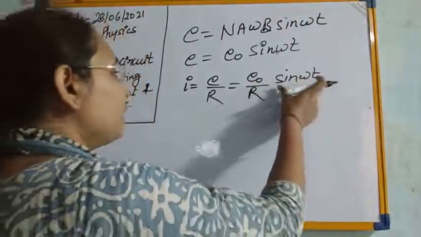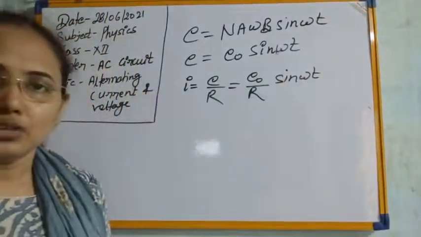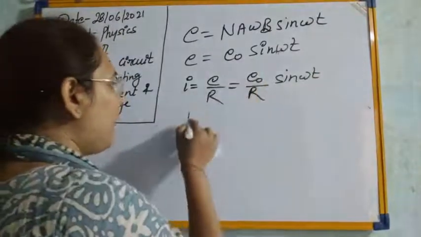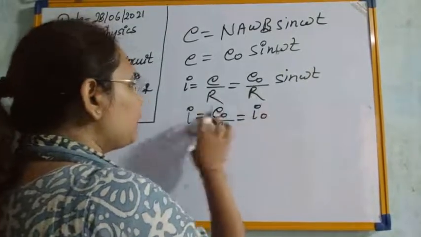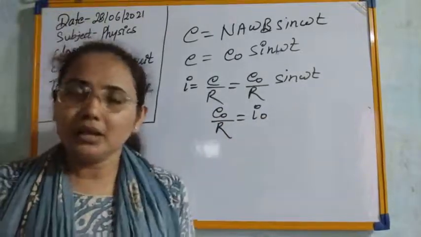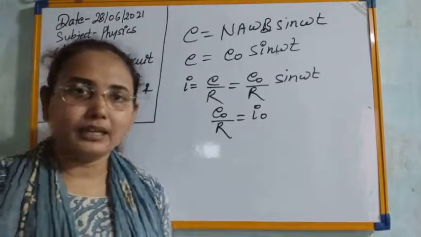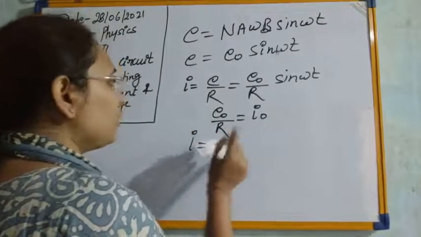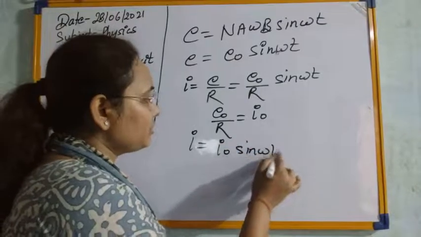And one more thing: if you take the maximum value of sine theta, sine theta will be maximum at 90 degrees. So for the maximum value you get I maximum, which is equal to E0 upon R. This can be represented by I0 here, and this I0 is known as the peak value of the current, or maximum value of the current. We also call it the amplitude of the alternating current. So these are all the names for this maximum value of the current. We can replace this by I0, so this will be equal to I0 sine omega t.